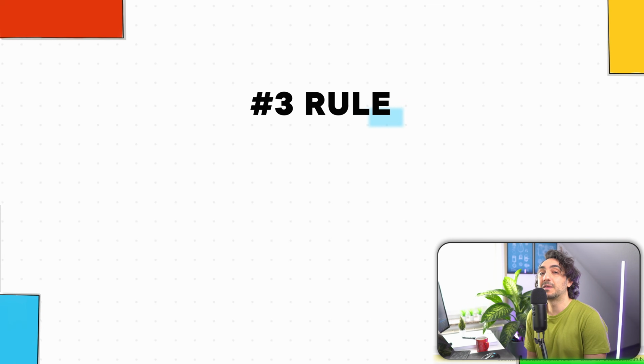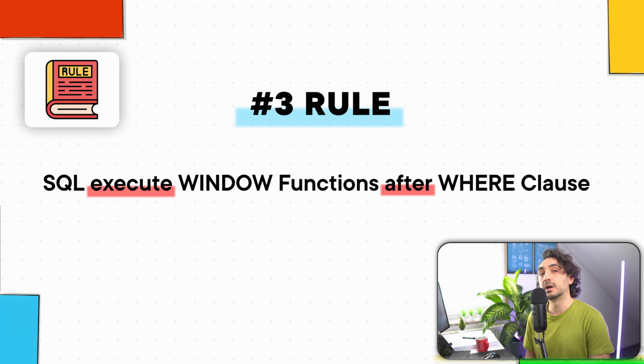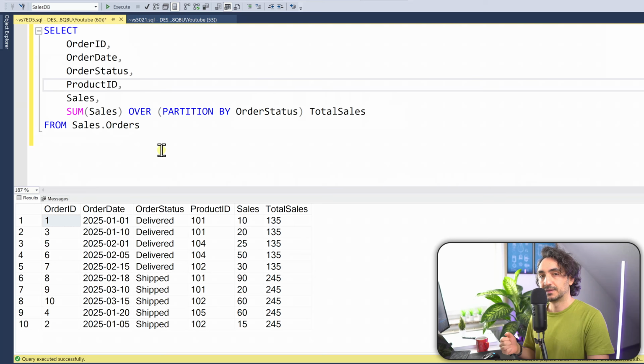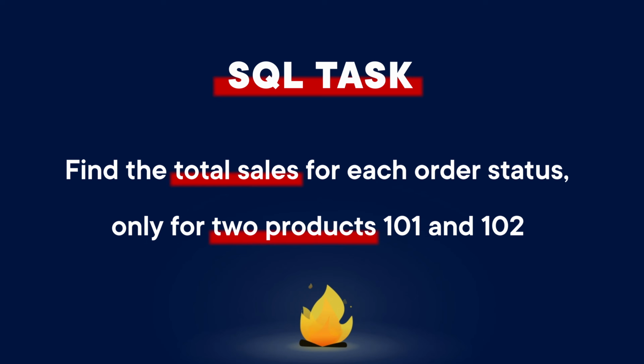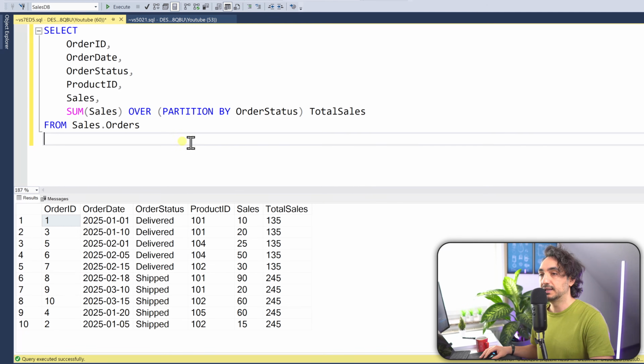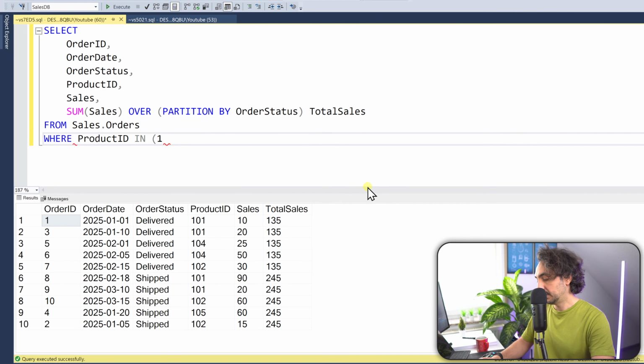All right, moving to the third rule, or let's say an info: the window function is executed after filtering the data with the where clause. Let's have an example. Let's say that I would like to have the same information, the total sales for each status, but only for two products, 101 and 102. So let's do that. We're going to use the where clause, and then say product ID in, and specify 101 and 102. Let's execute this.